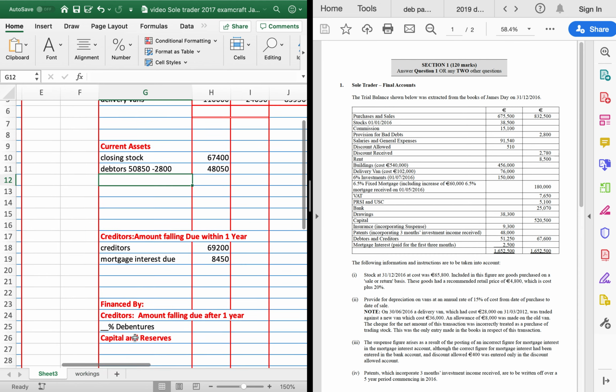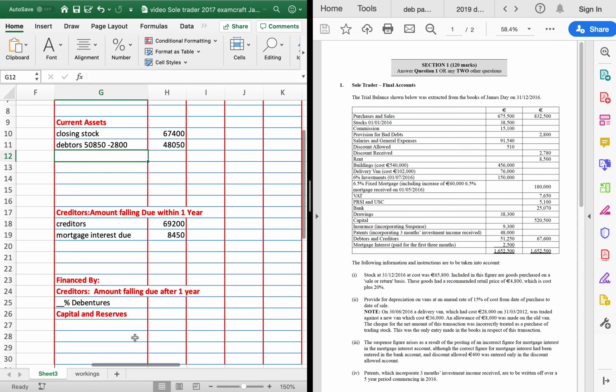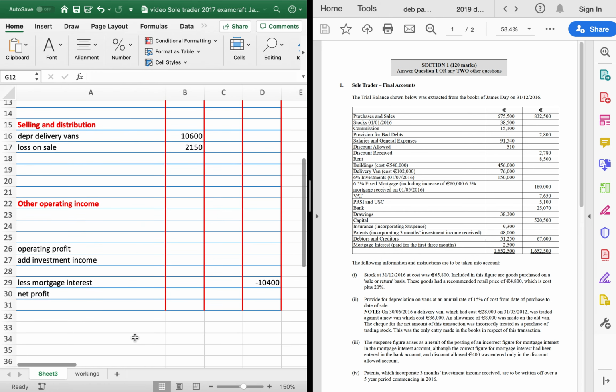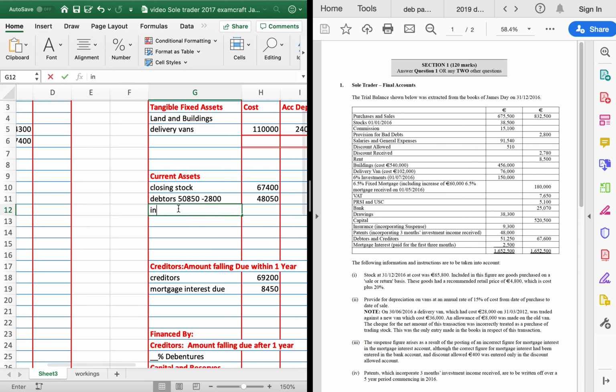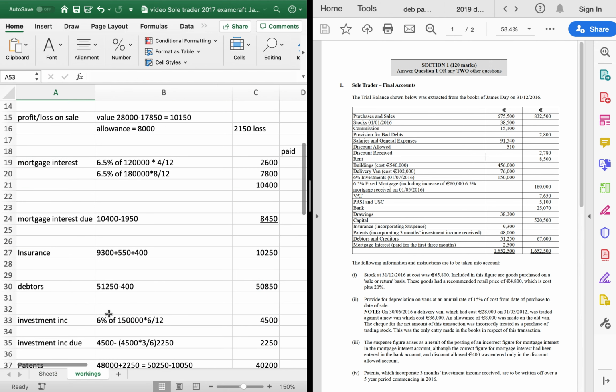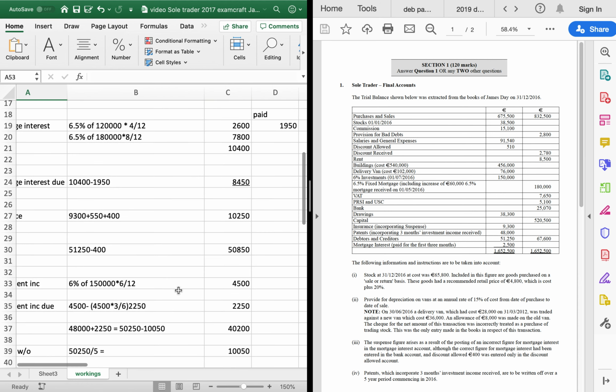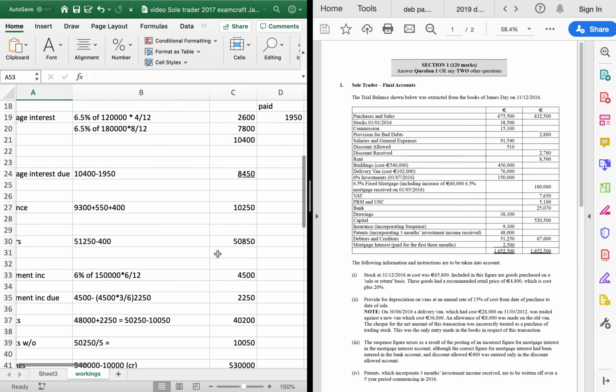Investment income 4.5. So investment income is 4,500. That goes in its normal spot. Investment income due, which I think worked out at 2,250. Where am I? Sorry. That is a current asset.